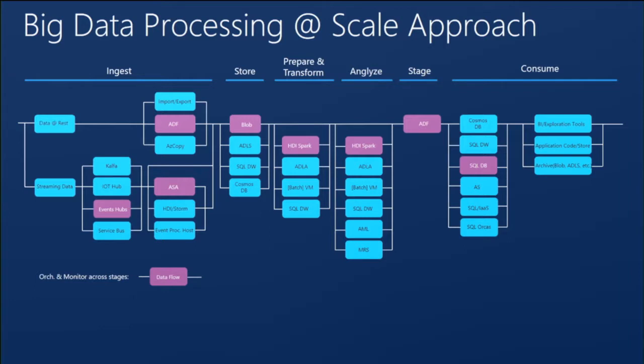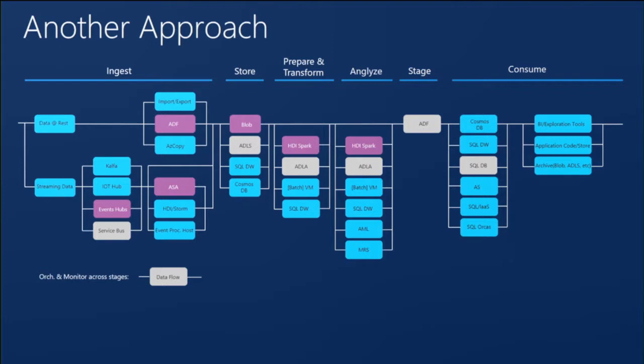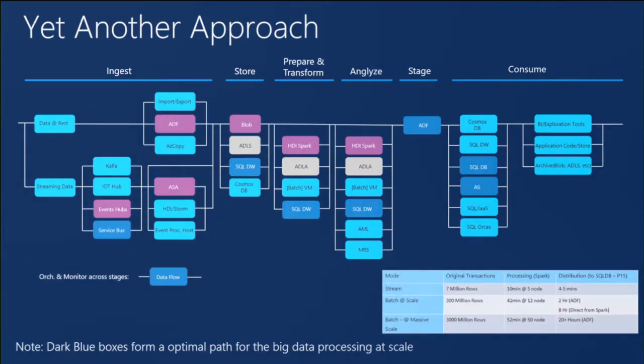So here's an example of a big data processing stack, and here we are showing a big data processing stack that could use HDInsight Spark cluster in order to process large volumes of data, like terabytes of data that Larry was talking about. A similar architecture, if you follow the white boxes this time, would be using Azure Data Lake Analytics. And then the third approach could be using SQL Data Warehouse, if you follow the blue boxes this time.